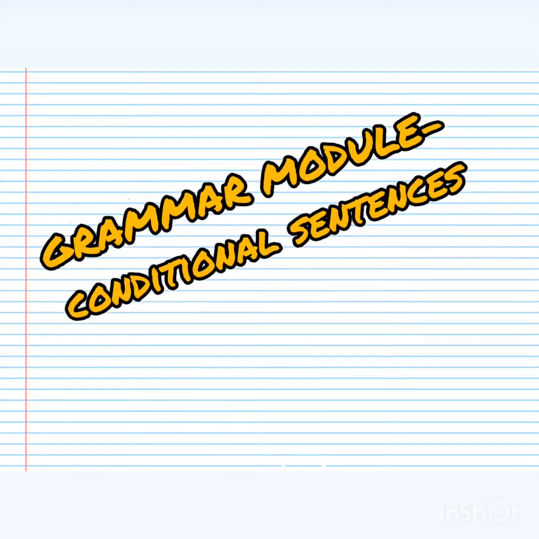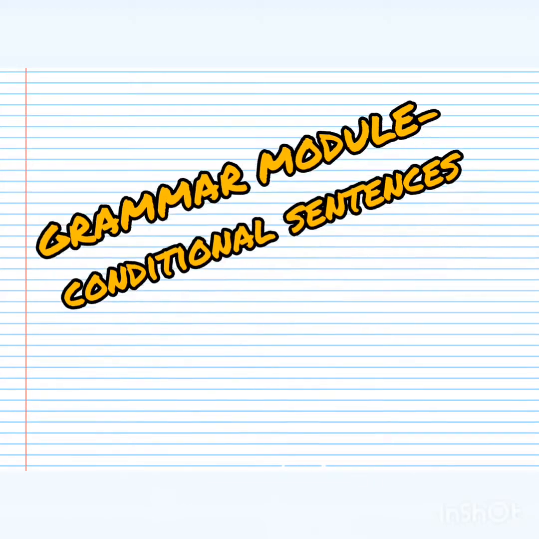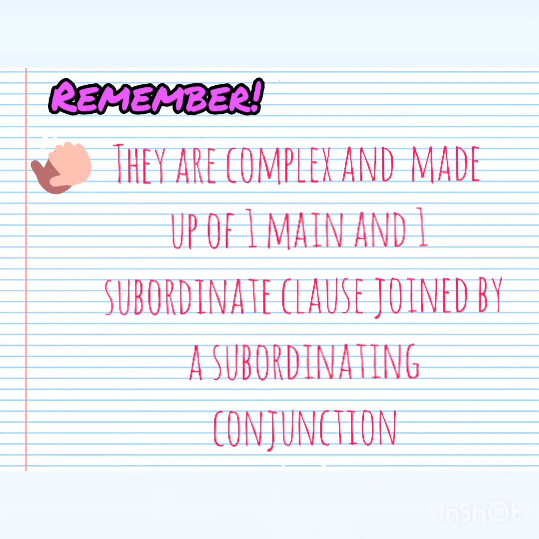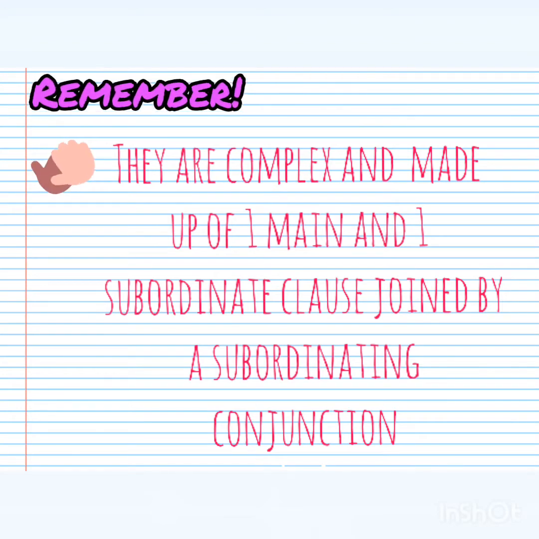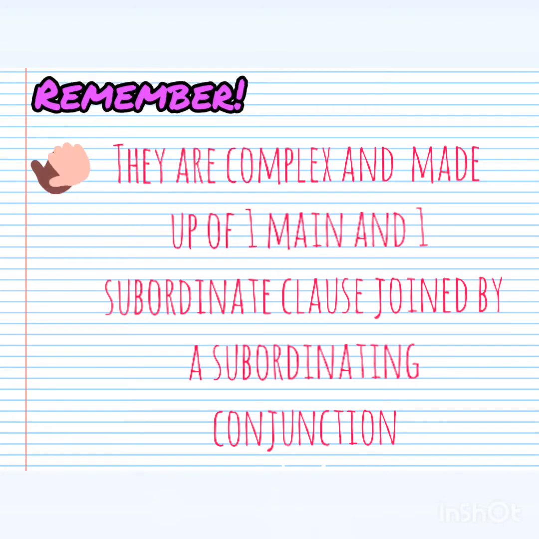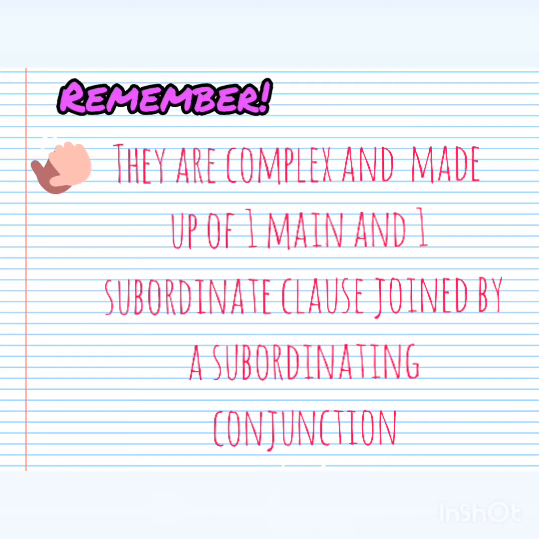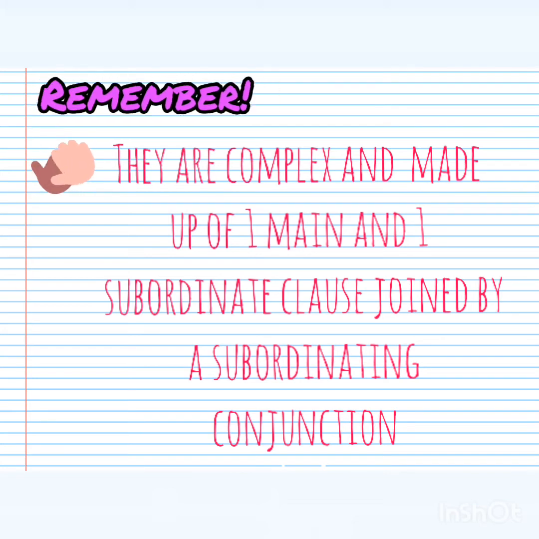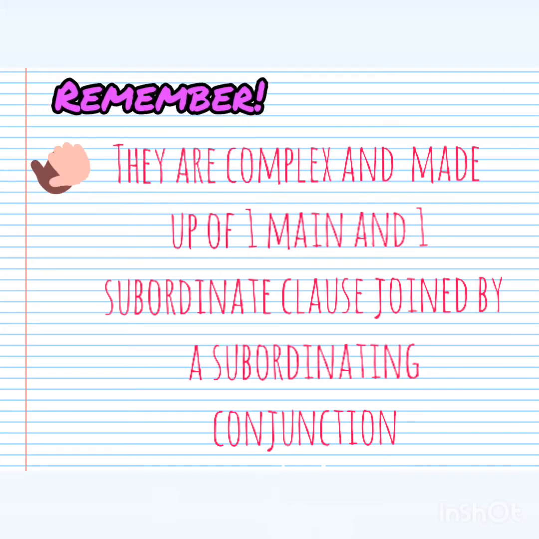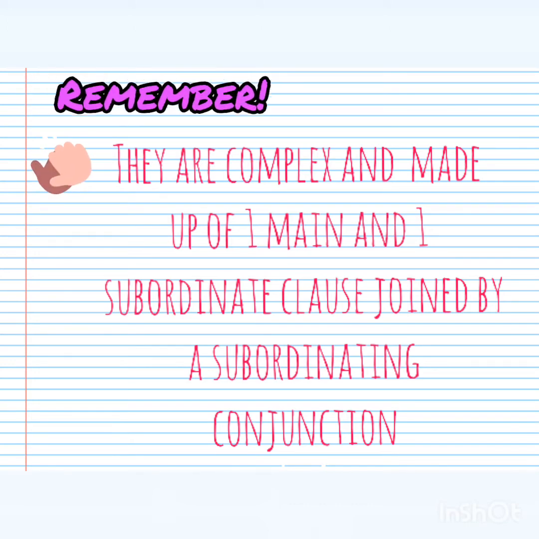Today we will start our grammar module with some information about conditional sentences. Before starting, remember that conditional sentences are complex sentences. That is to say, they consist of a dependent clause and an independent clause joined by a subordinating conjunction. The main clause can stand on its own, whereas the other one does not have meaning on its own. Having said this, let's get started.